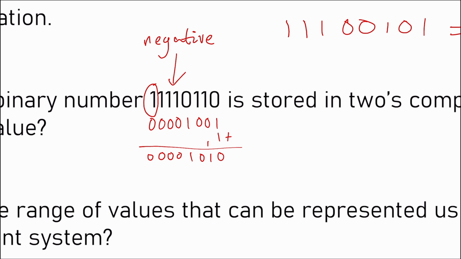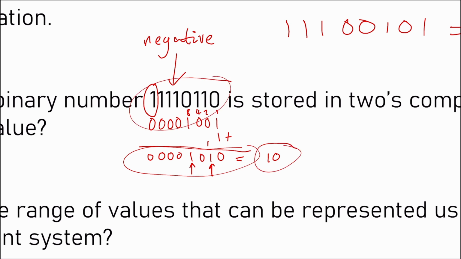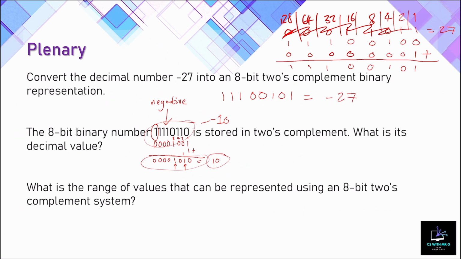And if I take this number here, I know that 1, 2, 4, and 8. It's the 8 plus the 2, which equals 10. So after we follow the steps, we're left with the number 10, which means the original number must have been -10. So what is the decimal value? Well, it's simply -10.